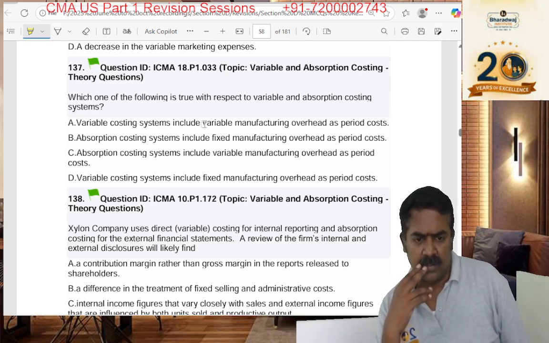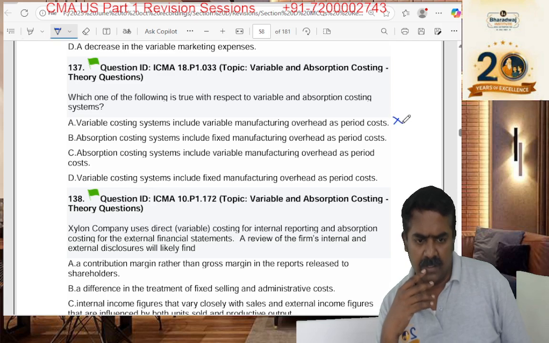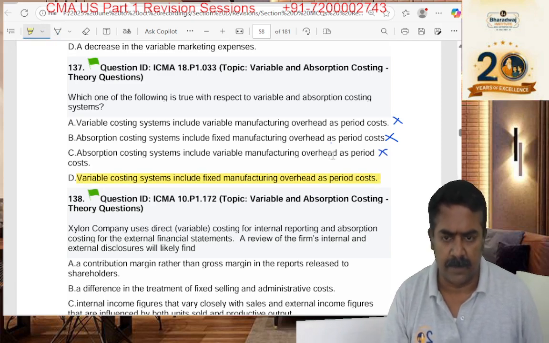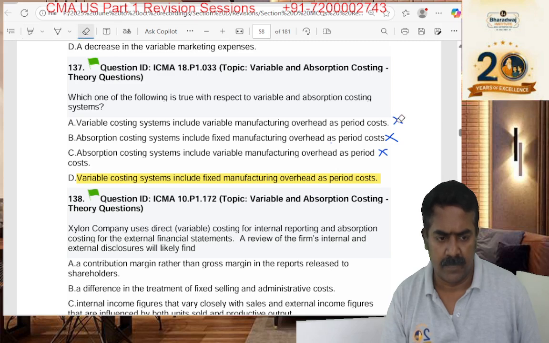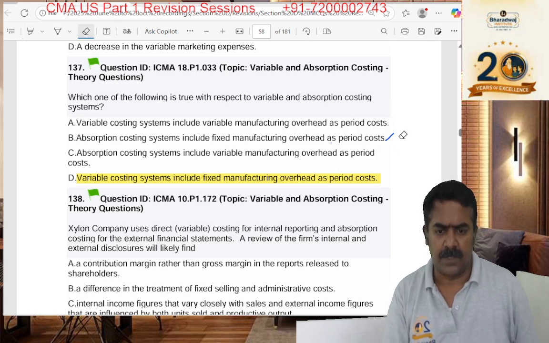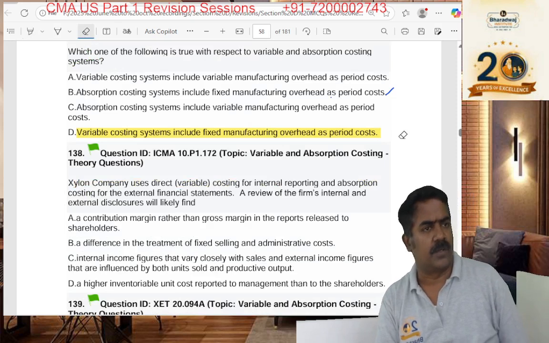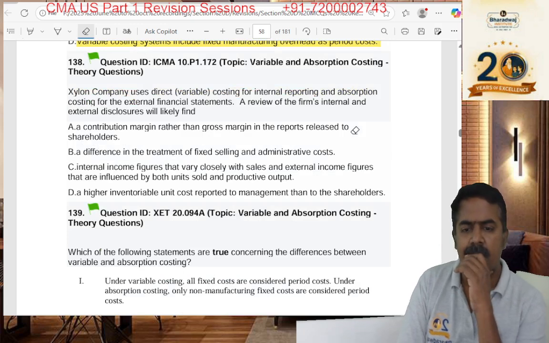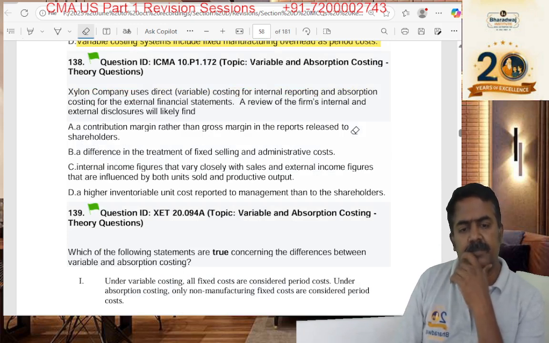No, the first one is not a correct one. It's an inventory cost. Second, absorption costing is not a period cost. That is also inventory. Under absorption costing, both variable and fixed overheads are considered. Absorption costing includes fixed overheads as usual. Period cost, that is the correct answer. Read 138.